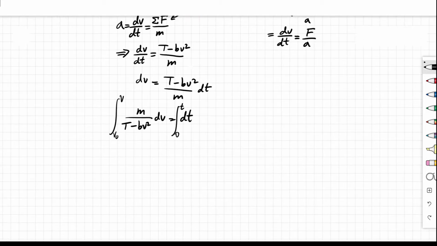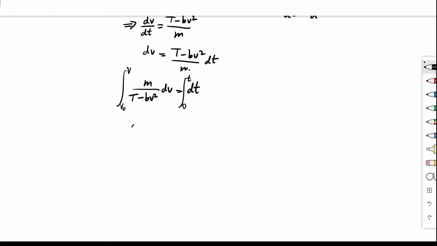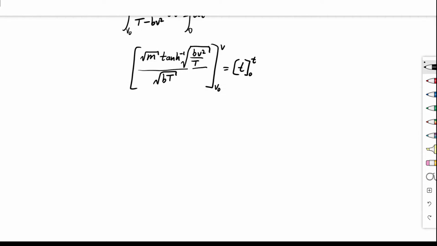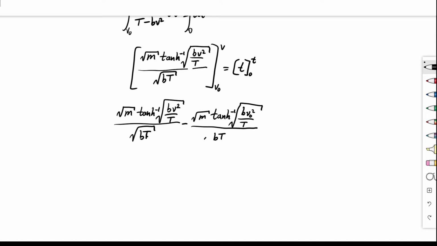You can solve this integral by hand or with an online tool like Wolfram Alpha, but in the end we get a solution of the following: square root of m times inverse hyperbolic tangent of the square root of b over t times v, all over the square root of b over t. And on the right side we would just get t. Plugging in the limits of v and v0, we get the following. The second term we can simplify down to just a constant c and move it to the other side.